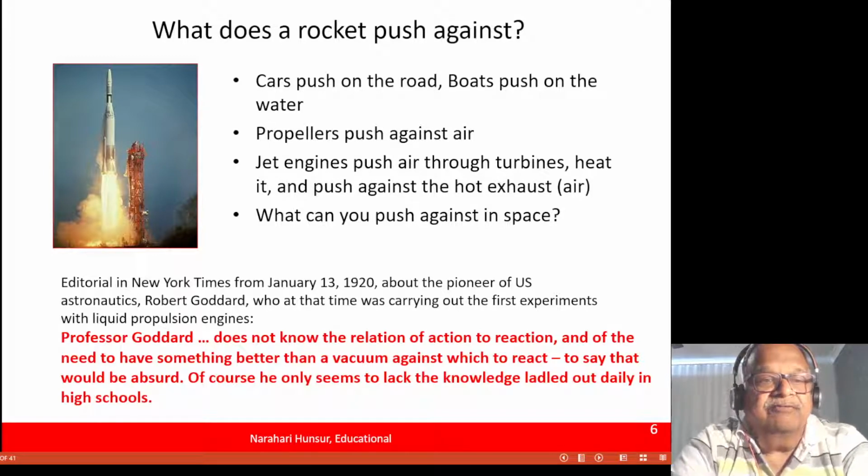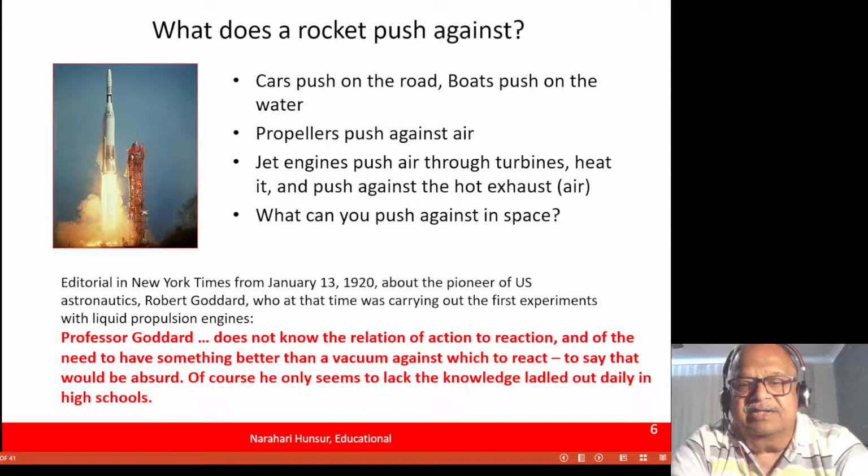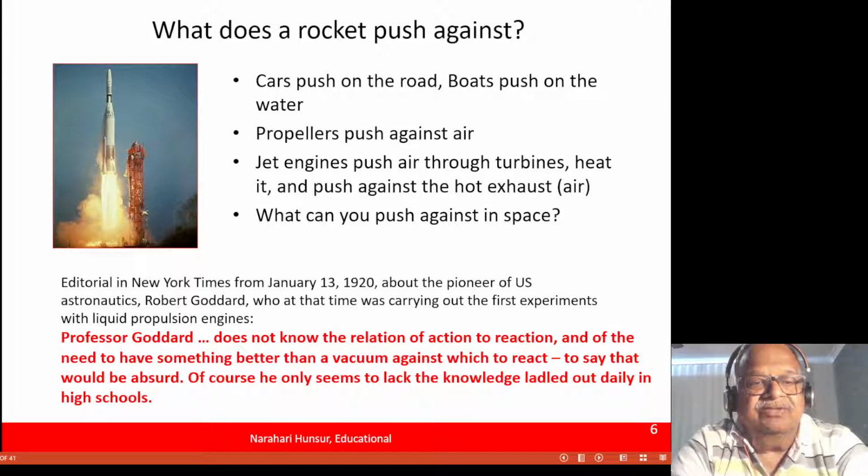So I have a quote here from the editorial published in the New York Times on January 13, 1920. And it made a mockery of Professor Goddard's research work. I quote, that's in the red box here: Professor Goddard does not know the relation of action and reaction and of the need to have something better than a vacuum against which to react. To say that would be absurd. Of course, he only seems to lack the knowledge rattled out daily in high schools.